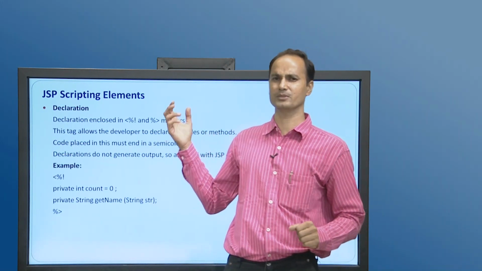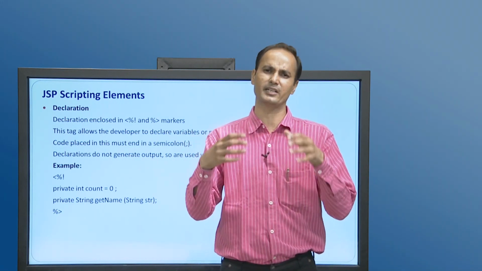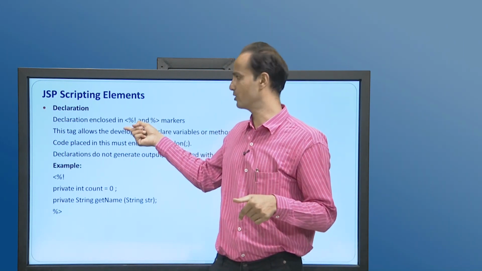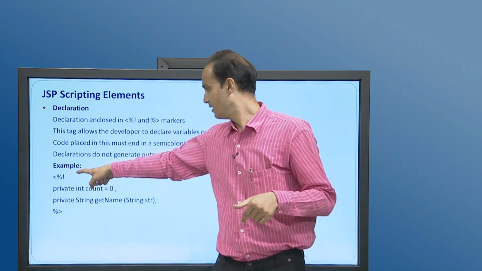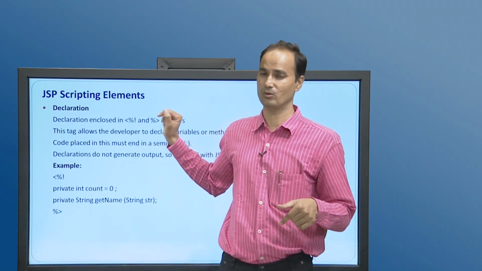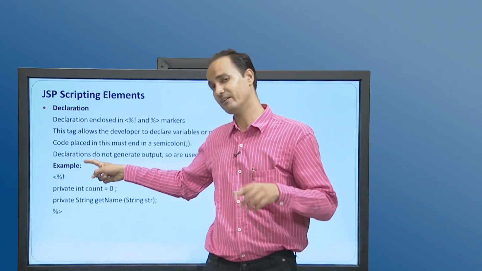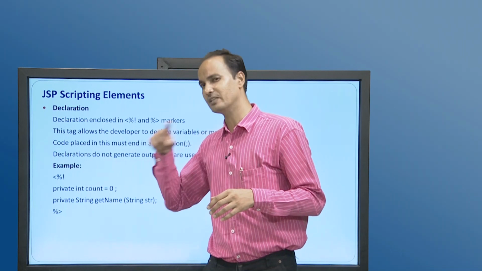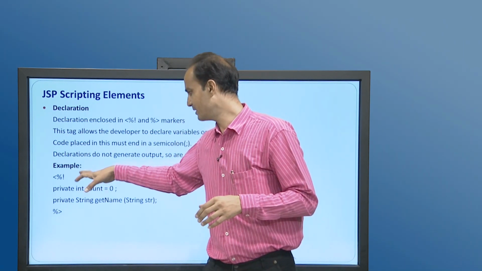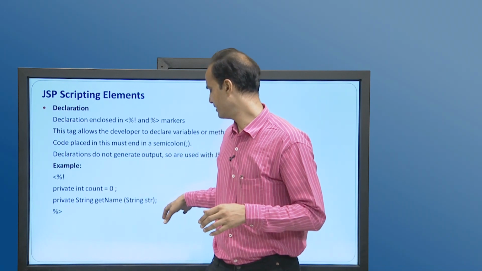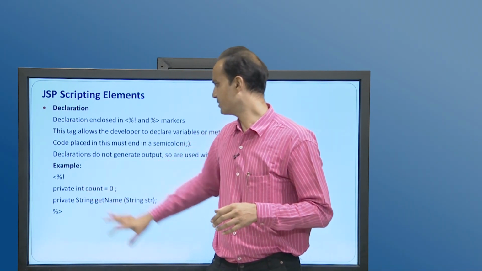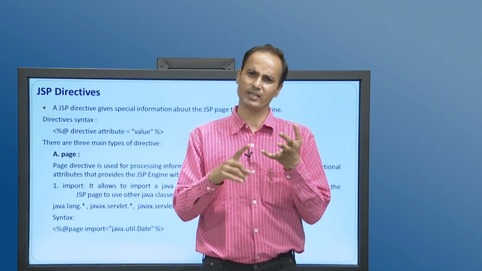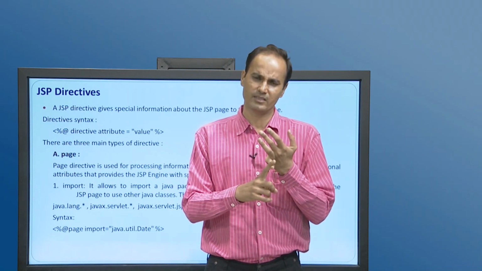Then comes the declaration. As I told you, in simple Java programs we declare the variables. In the same way, in JSP we can declare the variables using the declaration block. The declaration block starts with less than, percentage and an exclamation sign. Make it very clear that each and every scripting element has a different signature. The declaration starts with an exclamation sign. So, start with the declaration, initialize it, and then close it.